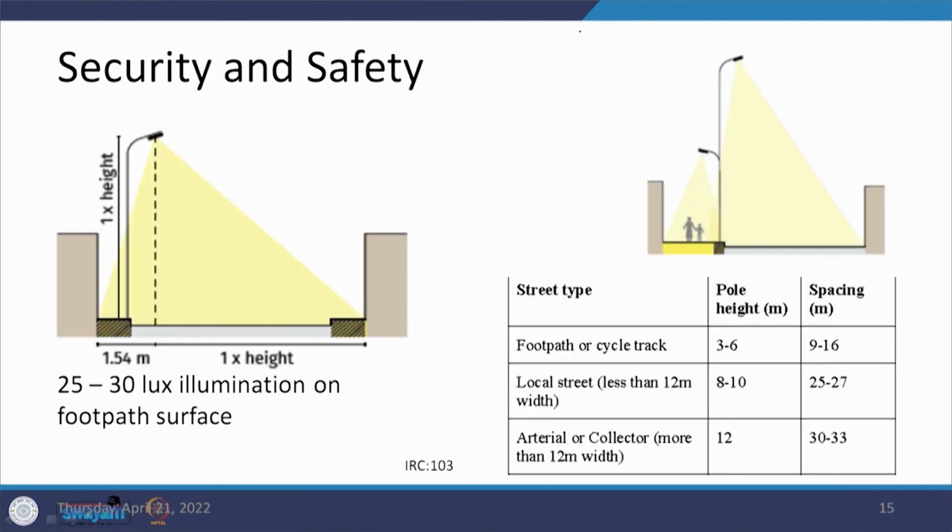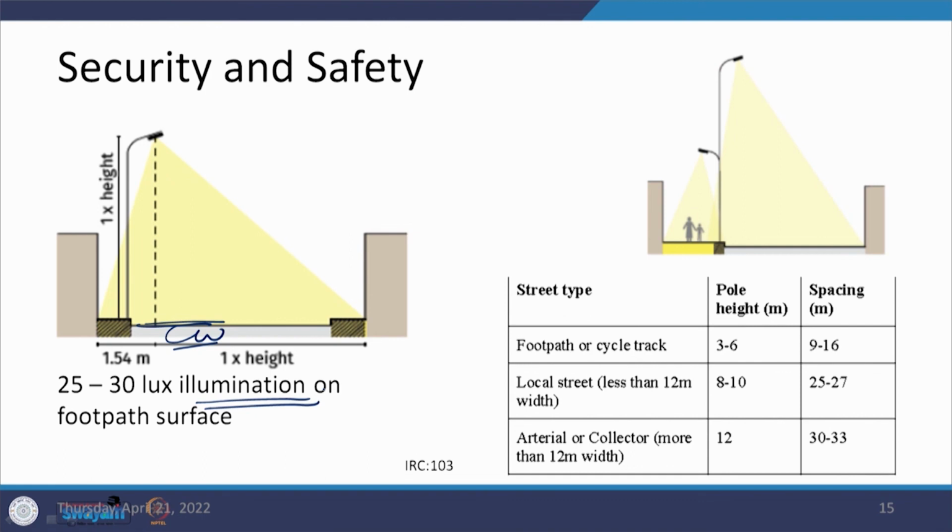When we talk about security and safety, that is in terms of two elements I already talked about. One is the interaction of a vehicle which is moving on this carriageway, and another is that you need to feel secure in terms of the environment in which you are walking, and for that reason the illumination is one important aspect that needs to be taken care of.